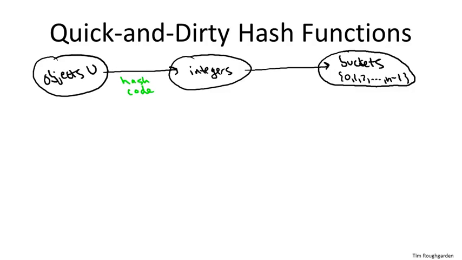So in some cases I've seen these two steps given names: the first step is formulating the hash code for an object, and then the second step is applying a compression function.